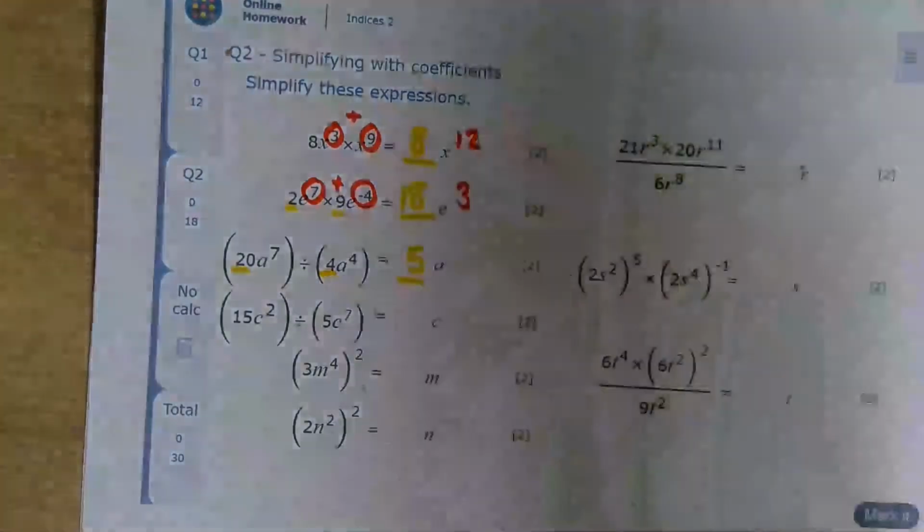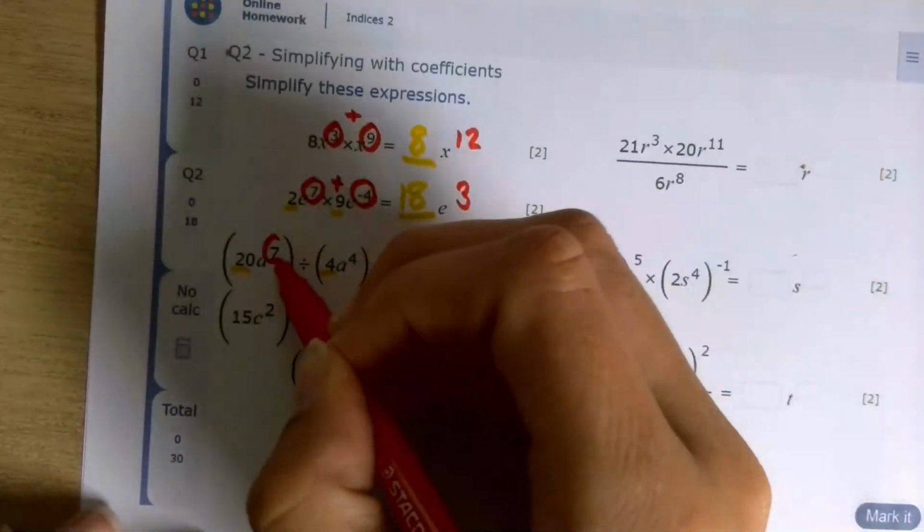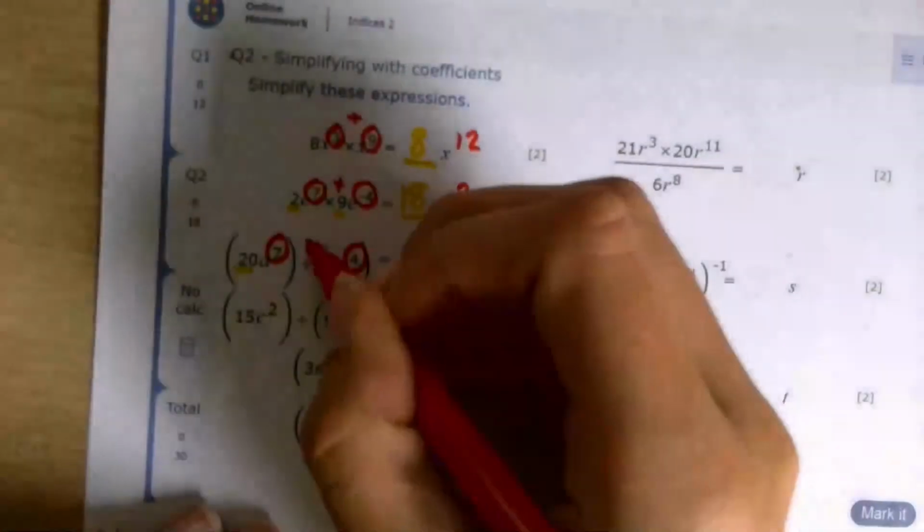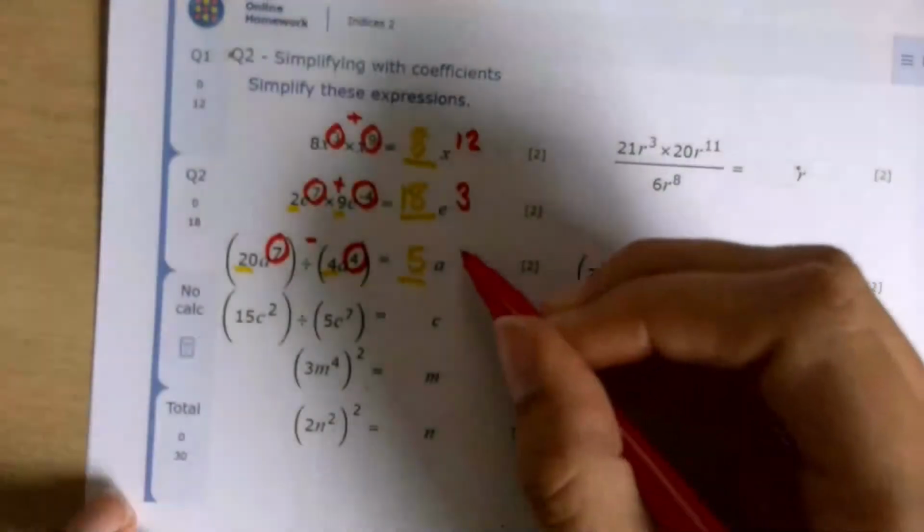Now let's have a look at the powers. We've got 7 and the power of 4. Now when we divide, we take away powers. 7 take away 4 is 3. So again, we have a power of 3 there.